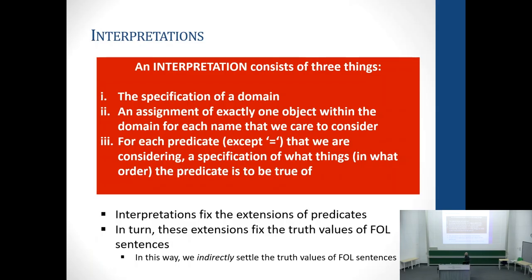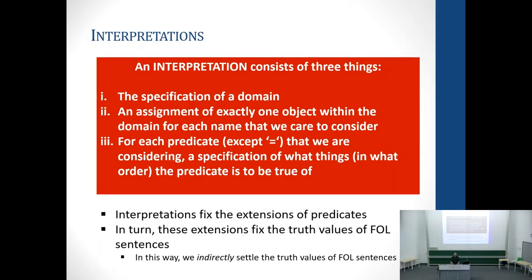So we can now talk about what an interpretation officially is. An interpretation does three things. It specifies a domain. It assigns exactly one object within the domain for each name that we're thinking about. And for each predicate, excepting identity, it tells us the extension. That is, what things from the domain satisfy the predicates. And it's this last bit that's kind of the most important part.